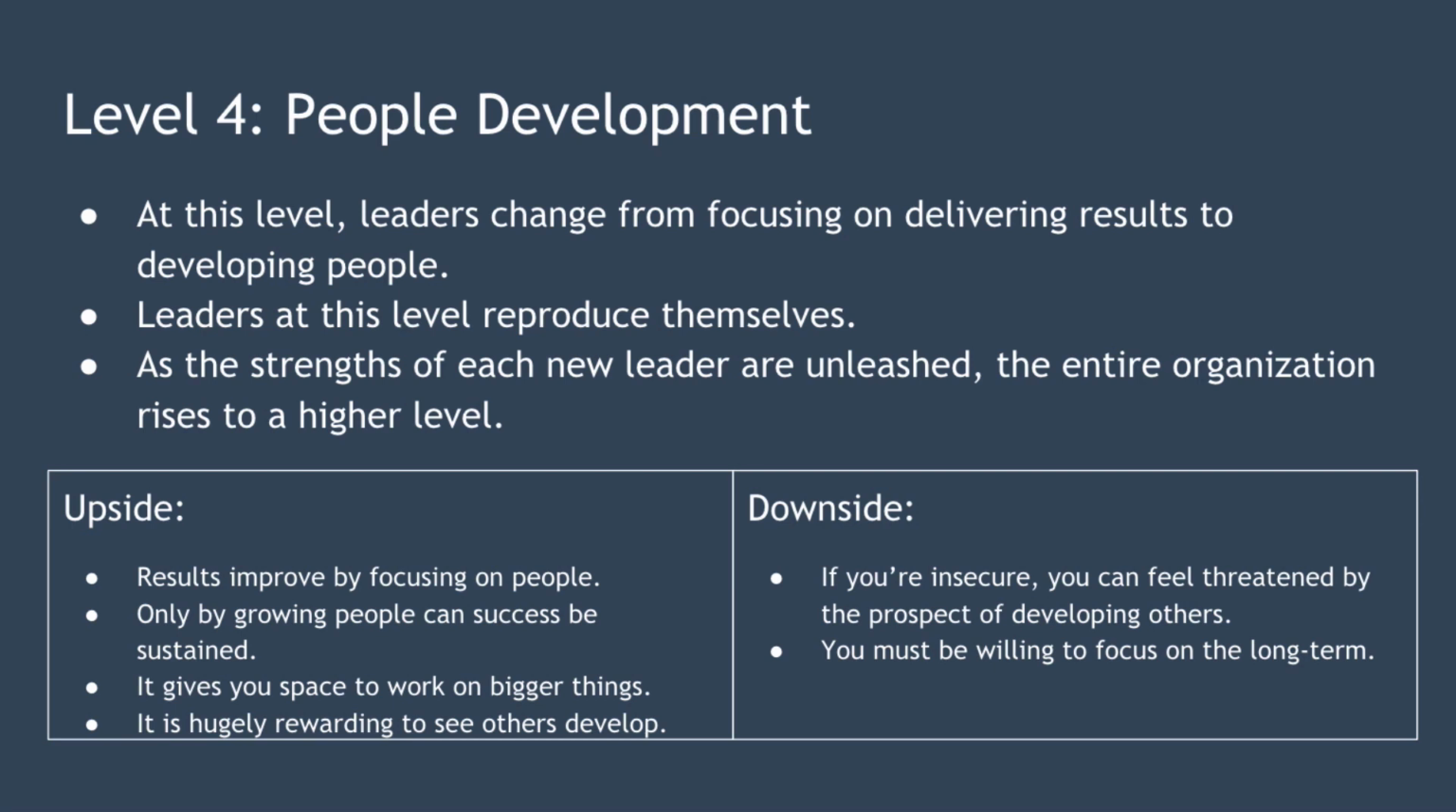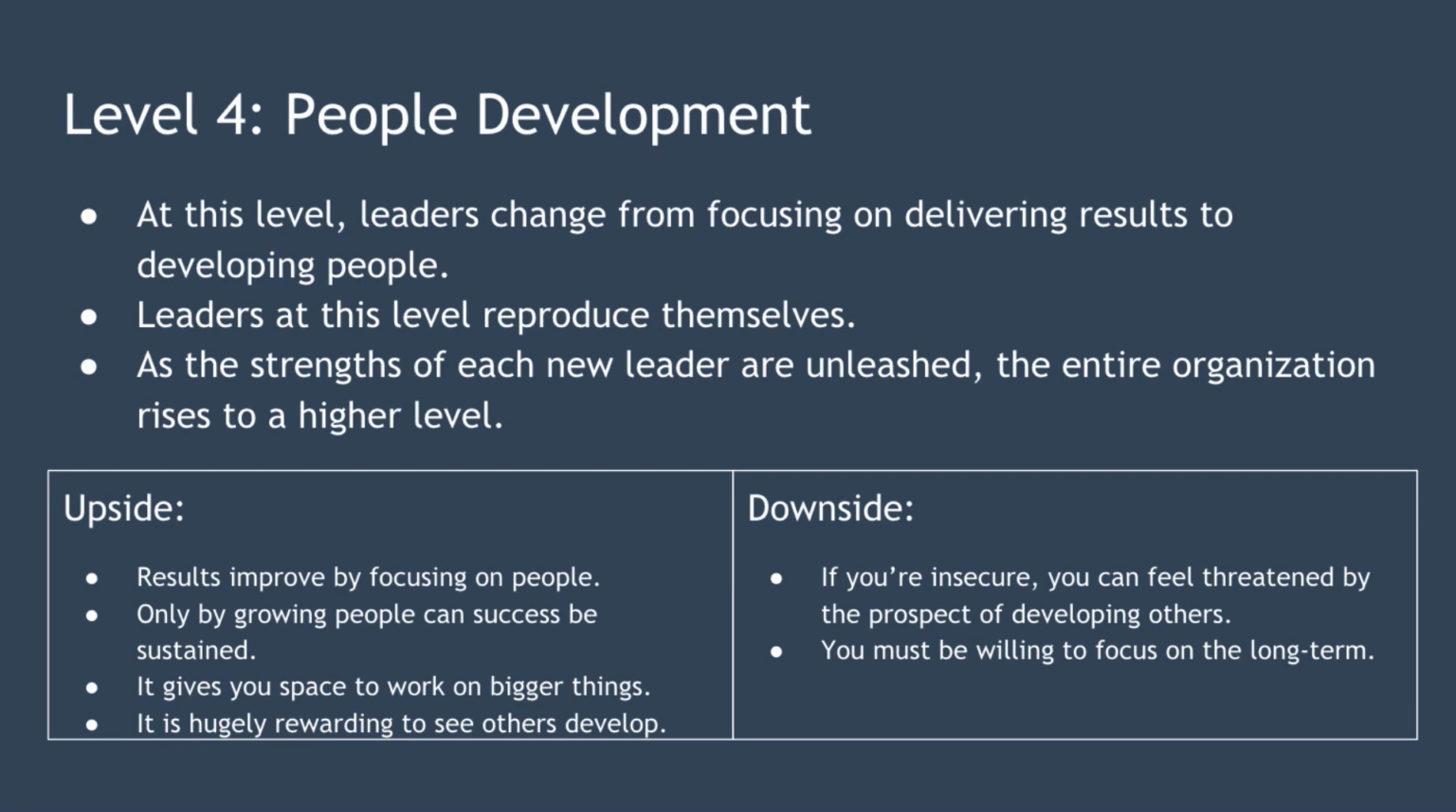At this level, leaders change from focusing on delivering results to developing people. So leaders at this level reproduce themselves. At this level, leaders reproduce and grow their influence as they transform followers into leaders in their own right. Now, as the unique strengths of each new leader is unleashed, the entire organization rises to a higher level. So this level is all about reproduction.